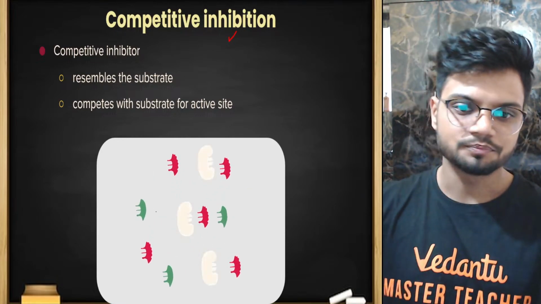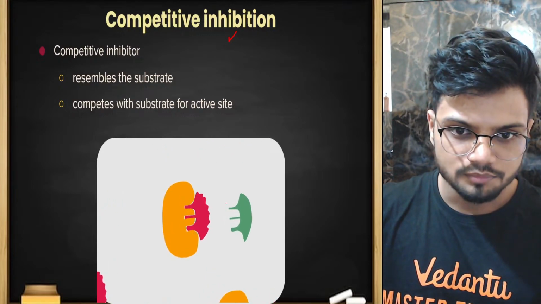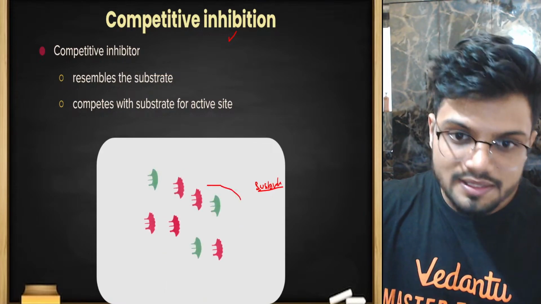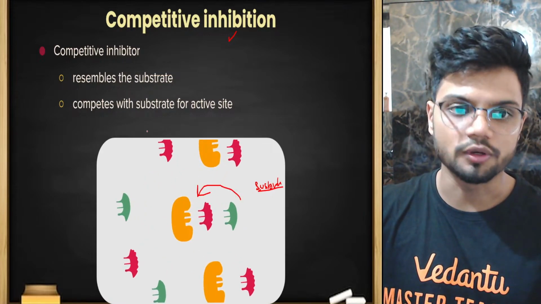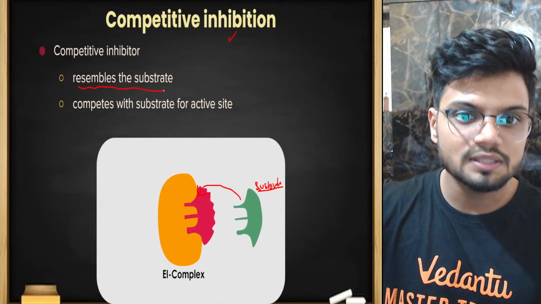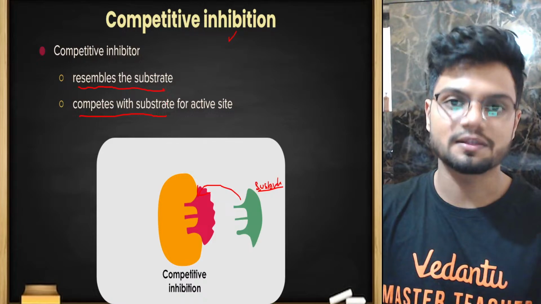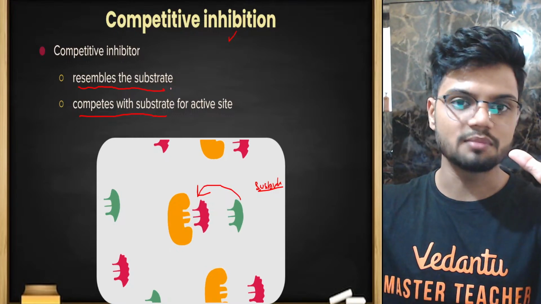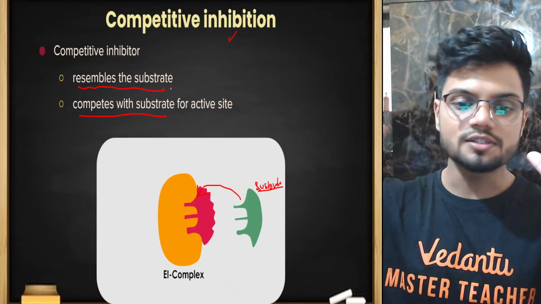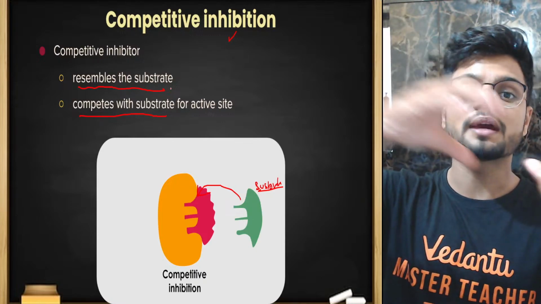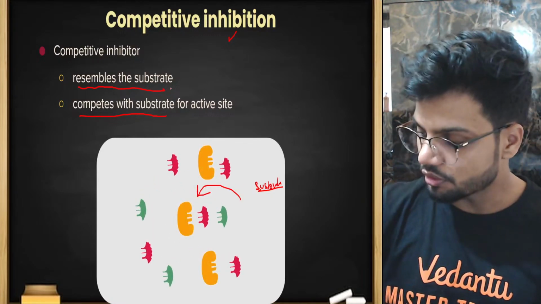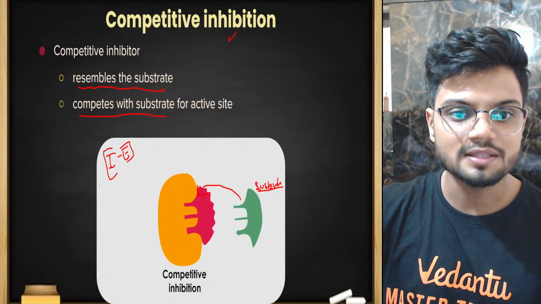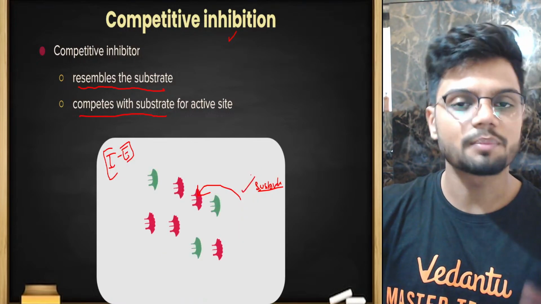For example, students, see here. Instead of the substrate, the enzyme is binding to this. So a competitive inhibitor will resemble the substrate and compete with the substrate for the active site. Imagine this is the enzyme. Instead of the substrate coming and binding, the inhibitor is coming and binding. So we get what is called an inhibitor-enzyme complex. The substrate is lonely, separately there in the corner.